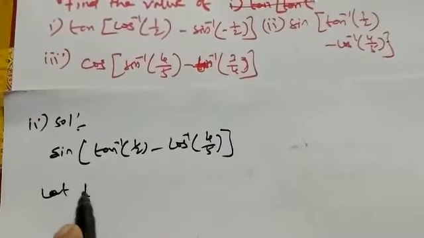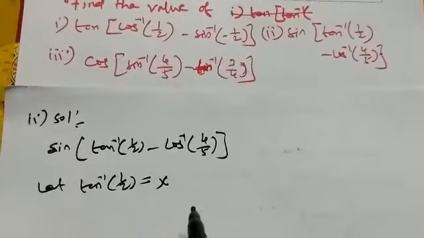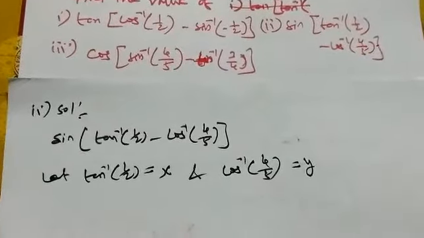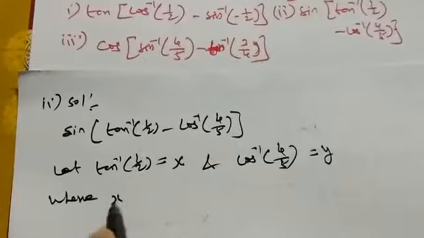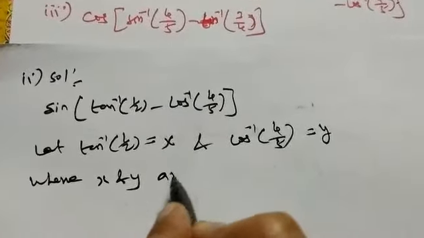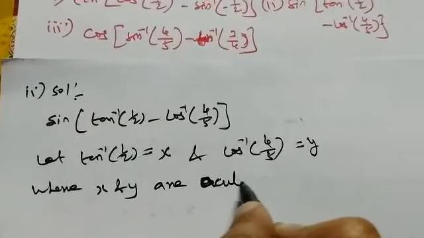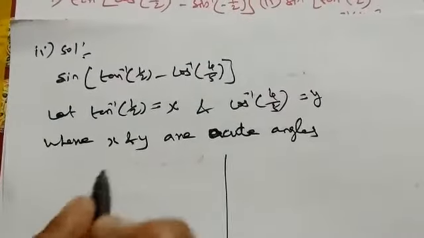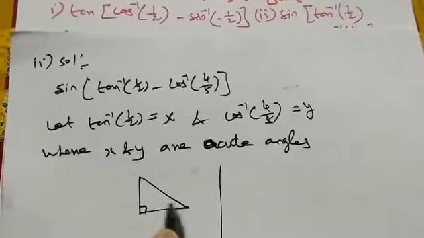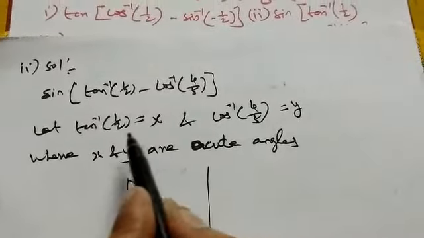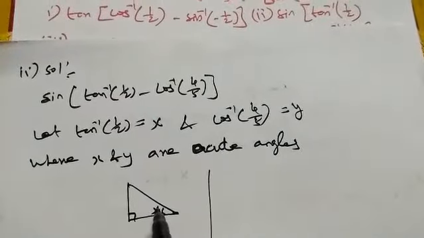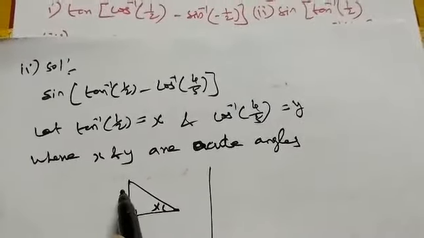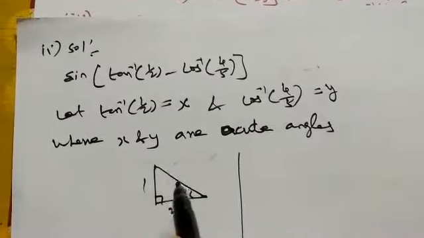Let tan inverse of 1 by 2 be x and cos inverse of 4 by 5 be y, where x and y are acute angles. First, for x, apply trigonometry with the opposite side and adjacent side. Tan theta equals opposite side by adjacent side, which is 1 by 2.